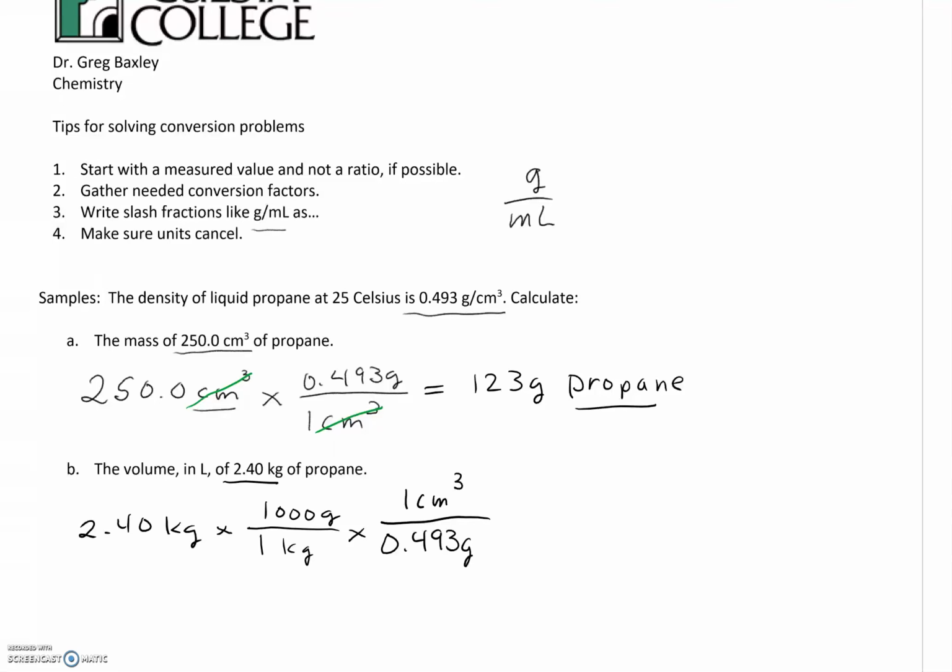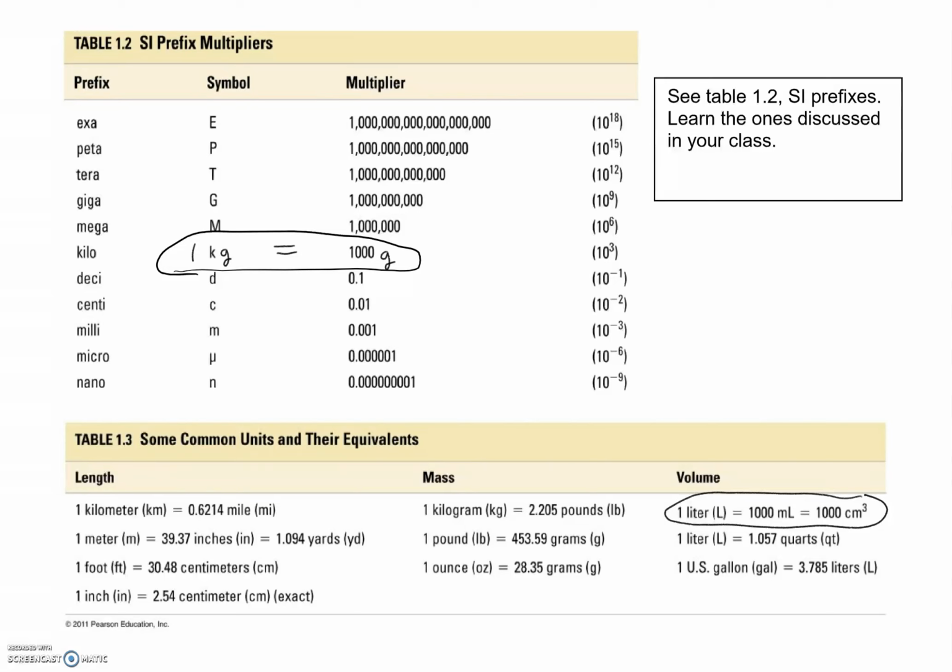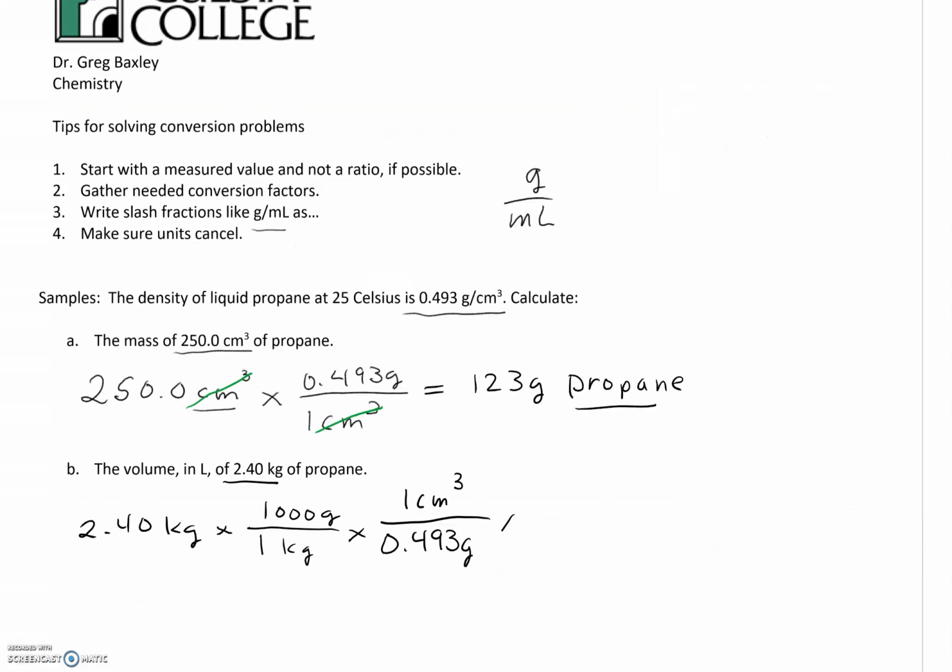Now we need to convert the cubic centimeters to liters. Again, we can go back to this table, and I've already highlighted that 1 liter is equal to 1,000 cubic centimeters. That's a conversion factor you really should know. We can calculate the answer. In this case, it's 4.87 liters of propane. So there's a nice little introduction to converting units the easy way.